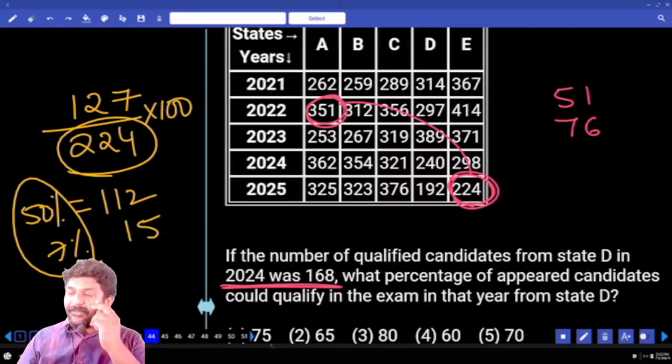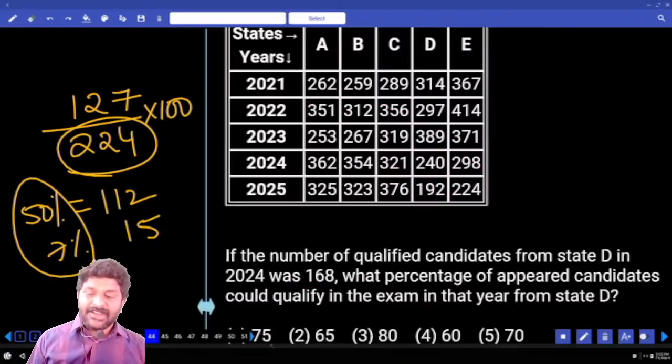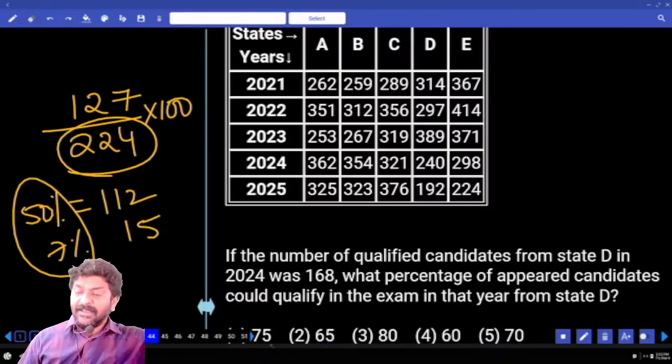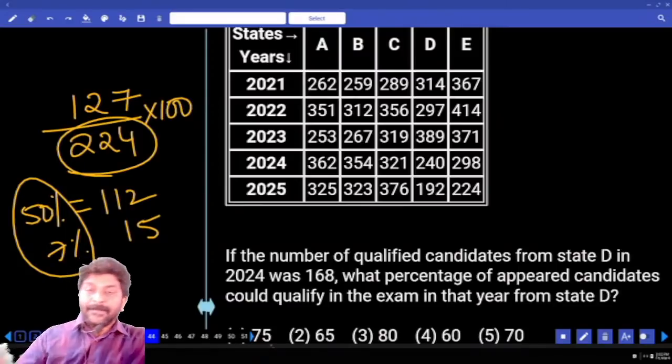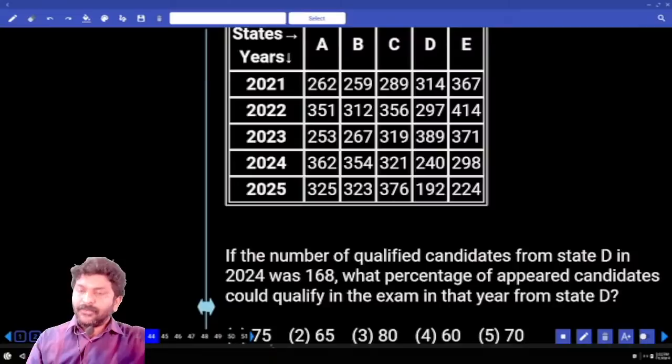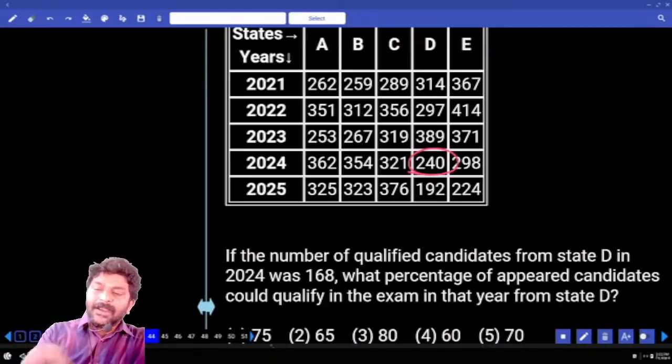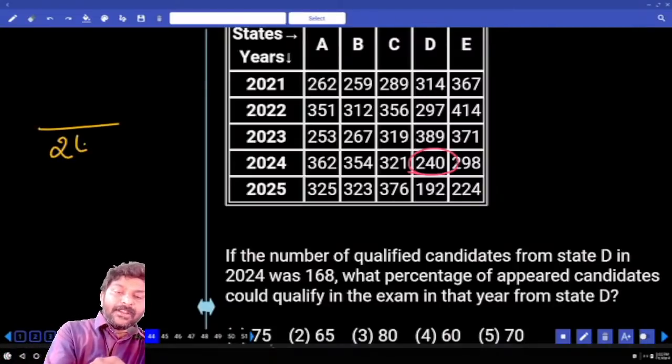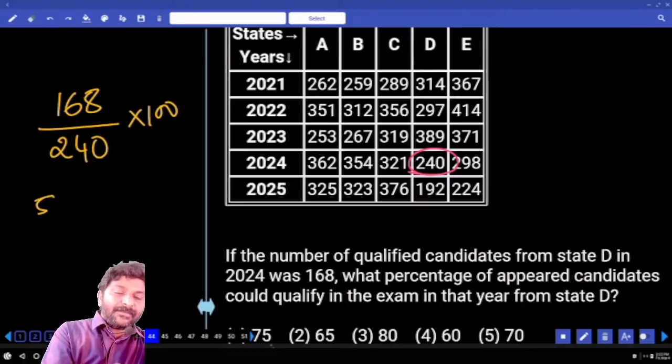If the number of qualified candidates from state D in 2024 was 168, what percentage of appeared candidates could qualify in the exam in that particular year? State D. Okay. State D 2024. How many appeared? 240. Out of them, how many are qualified? Percentage, that is into 100 only. We'll get answer from the denominator only.